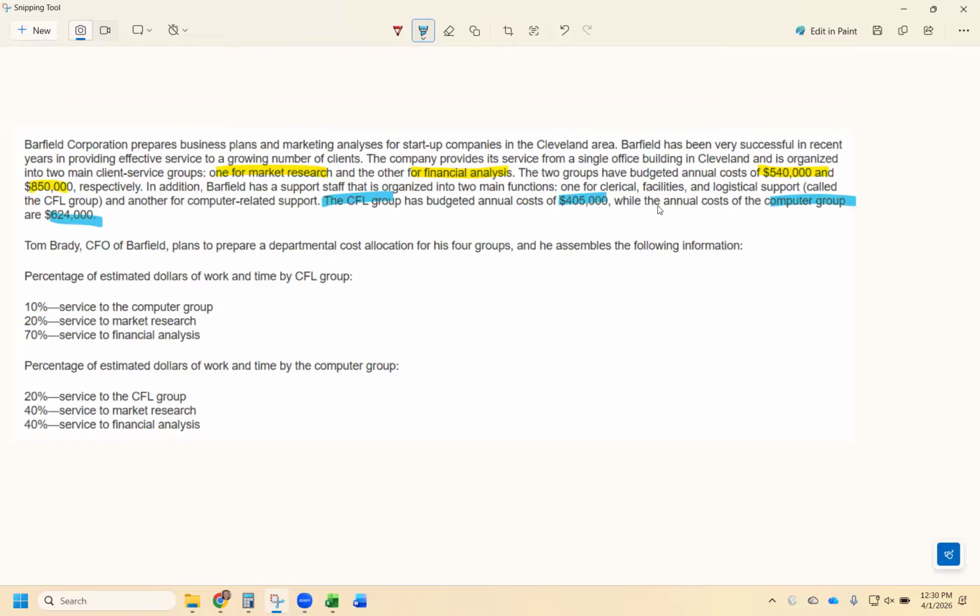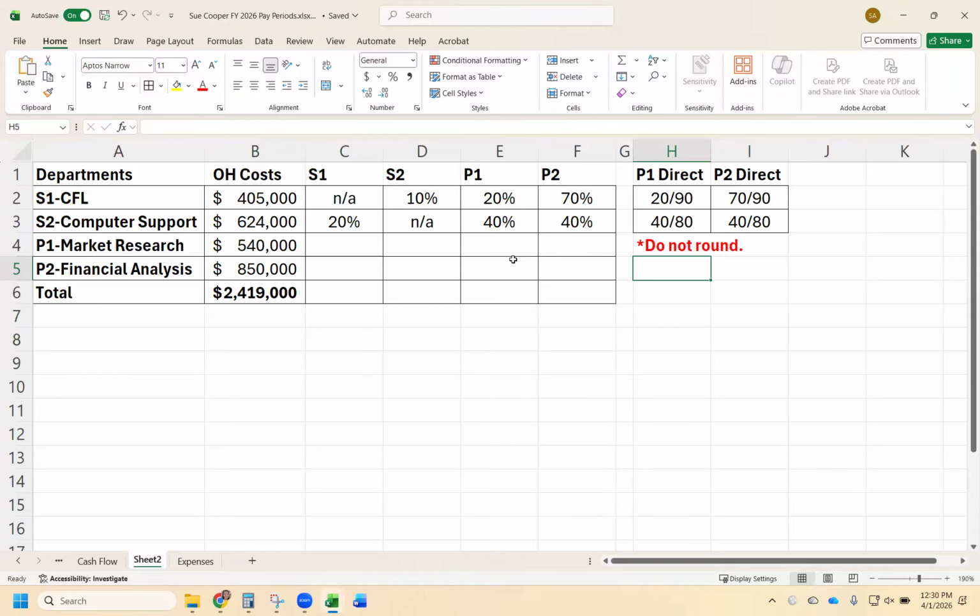So those dollar amounts might be different or they might be the same, just depending on how the question shows up on your end. And then here are the percentage allocations for the two service centers, so the CFL group and the computer group. So I took that information and I put it in Excel in this table. So I've got service center 1 and 2 with their costs, and then production department 1 and 2 with their costs, and then I added those up to find the total for all of the overhead costs. Then I took the percentages from the question and I filled them in this way, side to side.